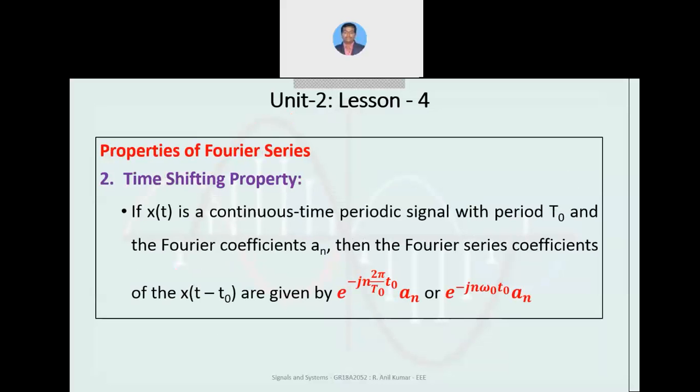Next is the time shifting property. Time shifting property is nothing but shifting of the time axis. So considering x of t as a continuous time periodic signal with period t naught and Fourier coefficients an, then the Fourier series coefficients of x of t minus t naught will be e power minus j n 2 pi by t naught into t naught an, or e power minus j n omega naught into t naught an. So whatever delay we provided at the input side, the respective Fourier series must also have that delay.